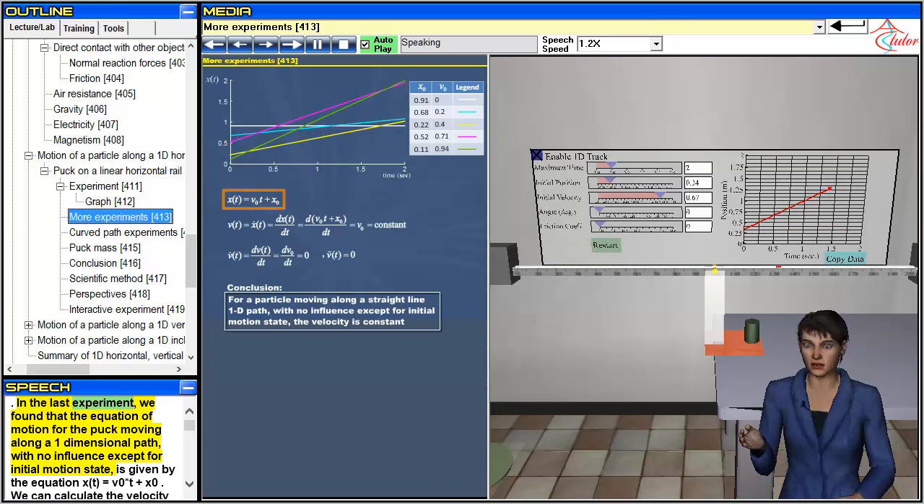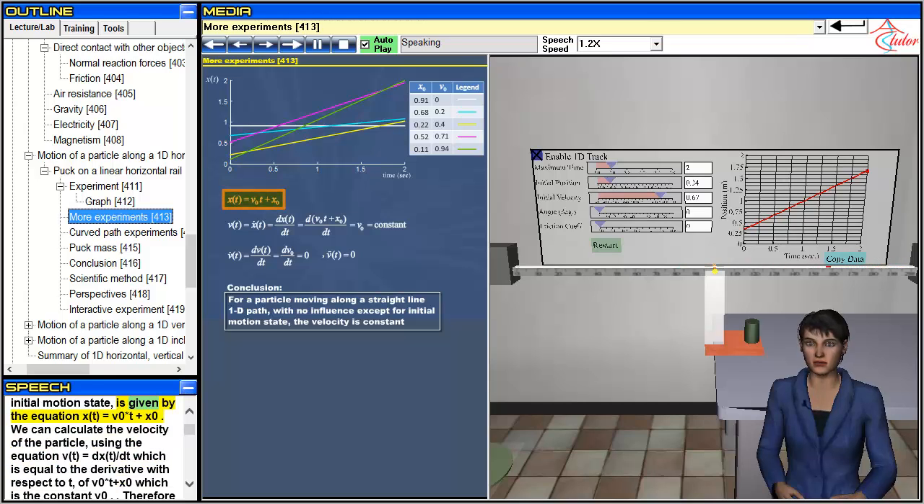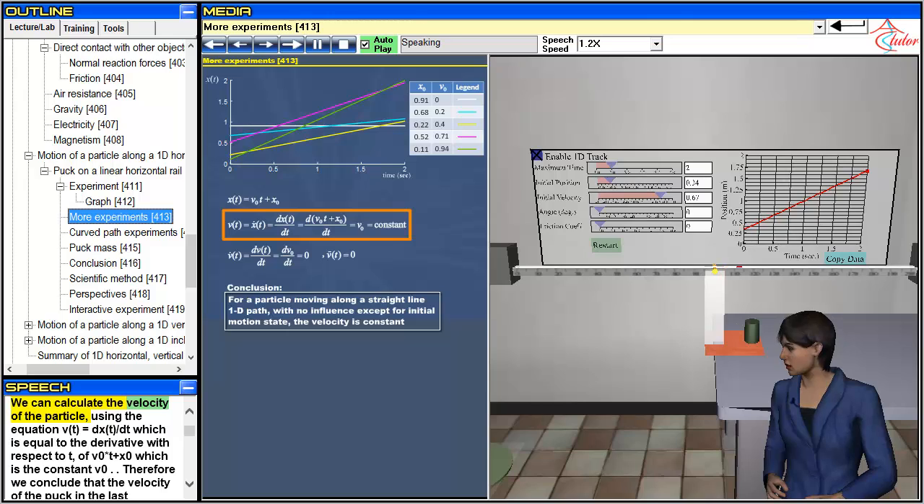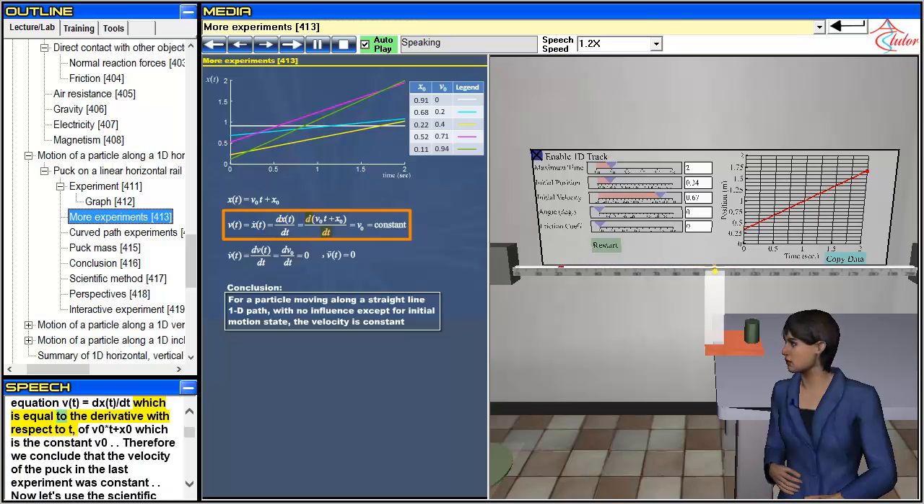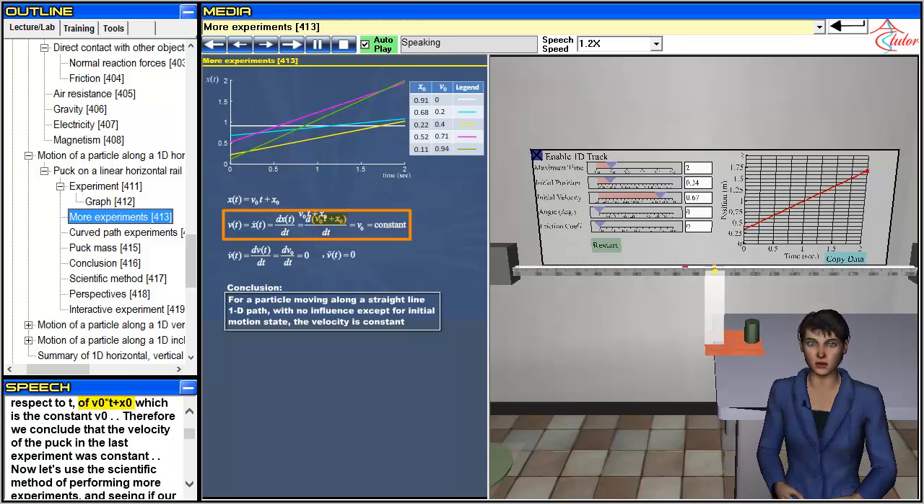In the last experiment, we found that the equation of motion for the puck moving along a one-dimensional path, with no influence except for initial motion state, is given by the equation x of t is equal to v0 times t plus x0. We can calculate the velocity of the particle using the equation v of t is equal to the first derivative of x, or dx of t dt, which is equal to the derivative with respect to t of v0 times t plus x0, which is the constant v0.